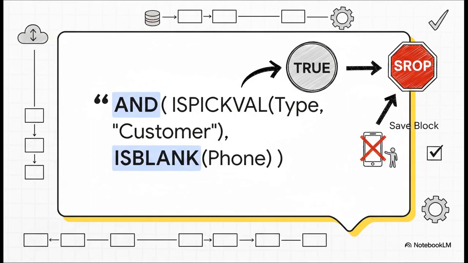And boom, here's the logic. This formula is just saying 2 things. First, check if the account type picklist is set to customer. And second, check if the phone field is blank. If both of those conditions are true at the same time, the whole formula returns true. And as we just learned, true means we've found an error and the save gets blocked. It's simple, it's easy to read, and it works perfectly.